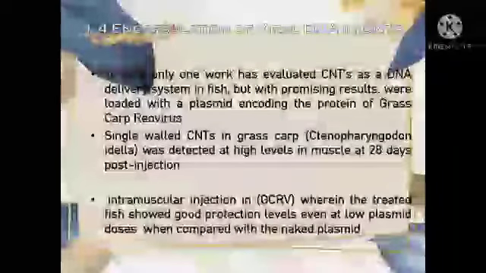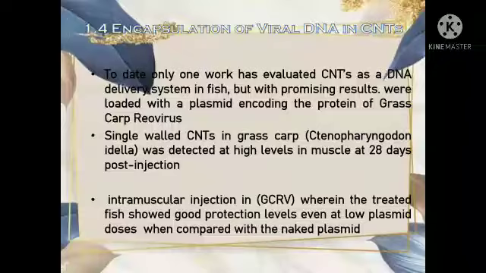Encapsulation of viral DNA in carbon nanotubes. To date, only one work has evaluated carbon nanotubes as a DNA delivery system in fish, but with promising results. They were loaded with a plasmid encoding the protein of grass carp reovirus. Single-walled carbon nanotubes in grass carp were detected at high levels in muscles at 28 days post-injection. In intramuscular injection, the treated fish showed good protection level even at low plasmid doses when compared with the naked plasmid.